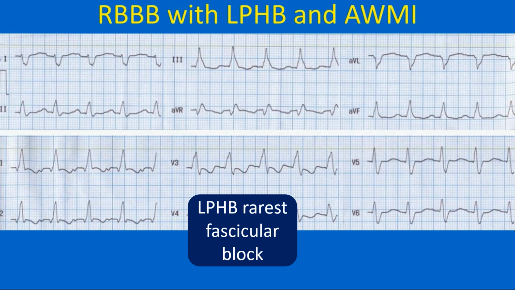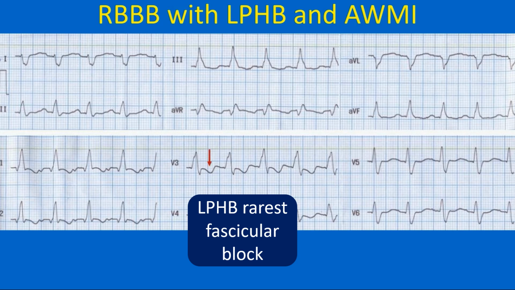Since the left posterior fascicle is a broad fascicle compared to the anterior fascicle and has dual blood supply, it is involved only in more extensive myocardial infarction. This would mean more severe left ventricular dysfunction. The combination of left posterior hemiblock with RBBB carries a still worse outcome. The very wide QRS for an RBBB in this case also indicates more extensive myocardial damage.